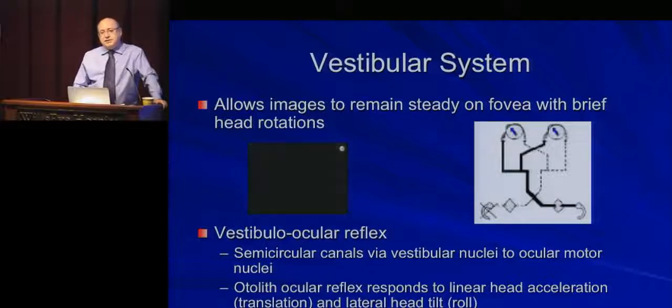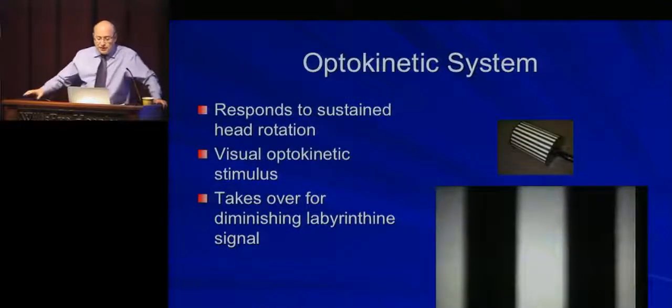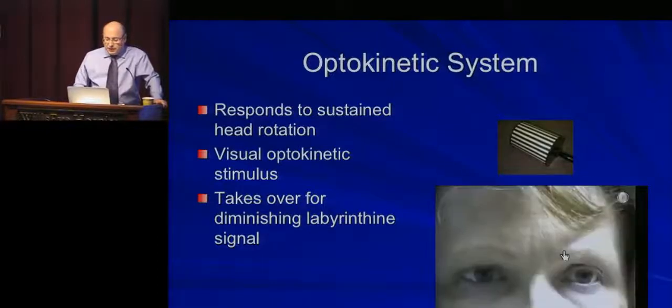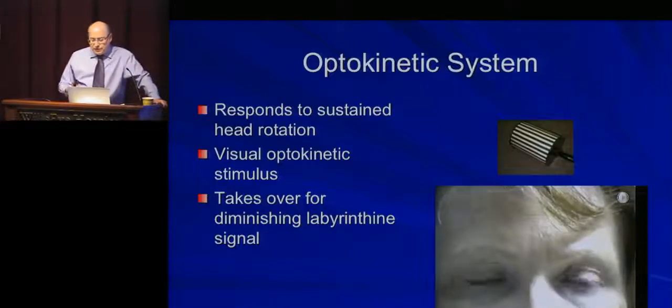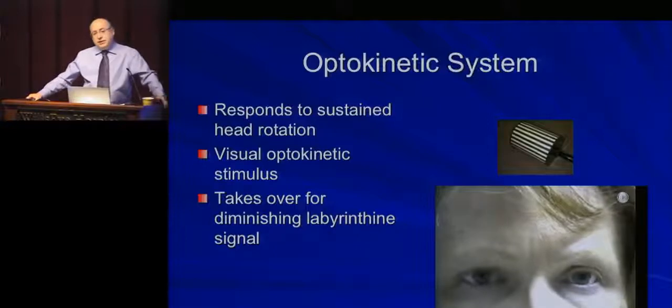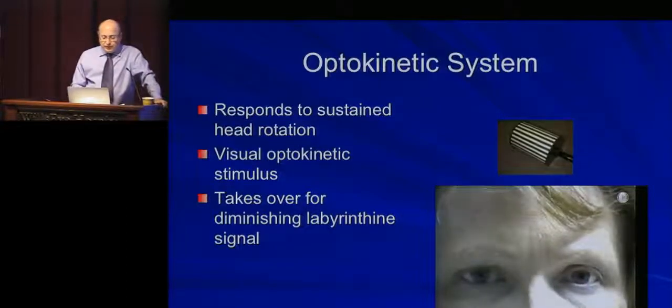Let's say the vestibular system is overwhelmed, because it's easily overwhelmed by rapid movements or sustained movements. Then we have the optokinetic system, which responds to sustained head rotation and allows us to follow a visual optokinetic stimulus, which in the clinic we test with either this drum or the stripe, and we see nystagmus. But the real correction is the slow component that allows us to have our eyes move when we need to. And it takes over for a diminishing labyrinthine signal.